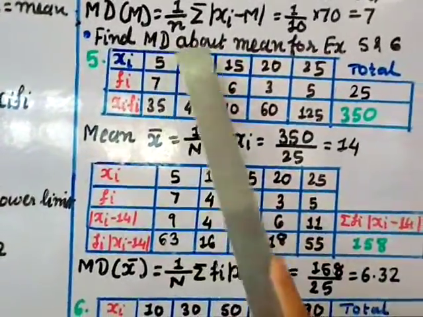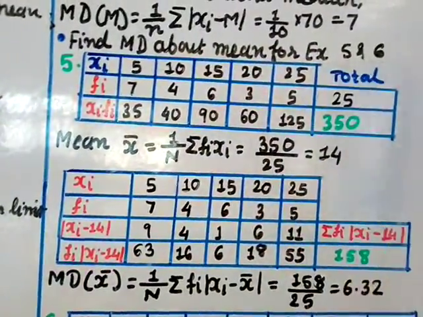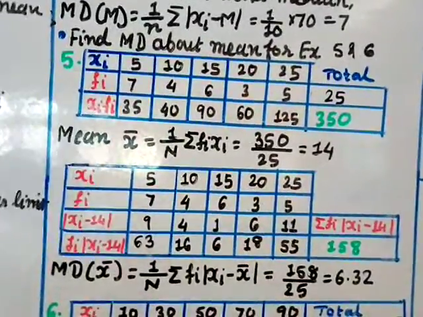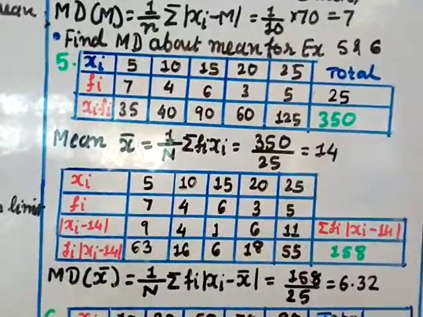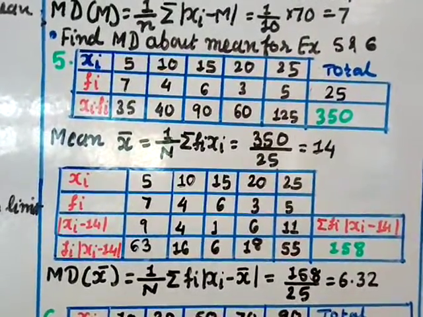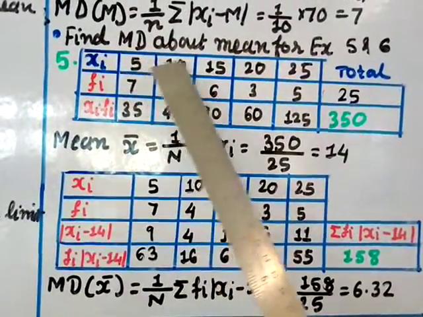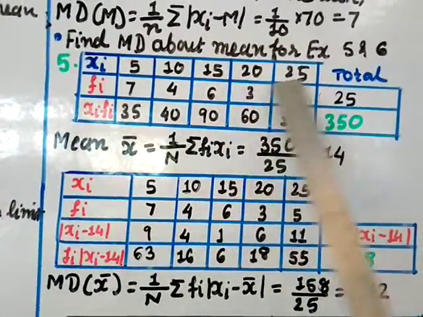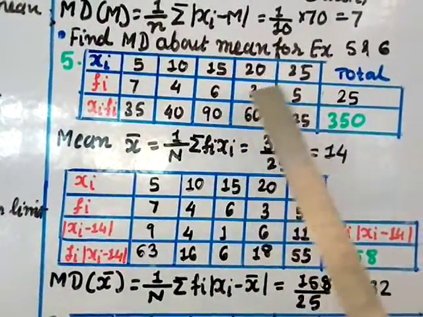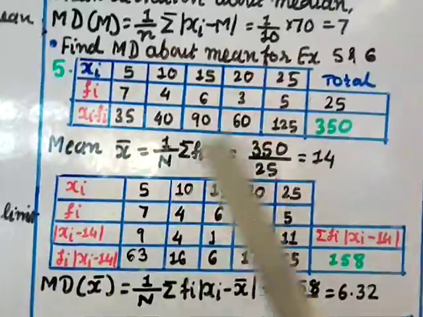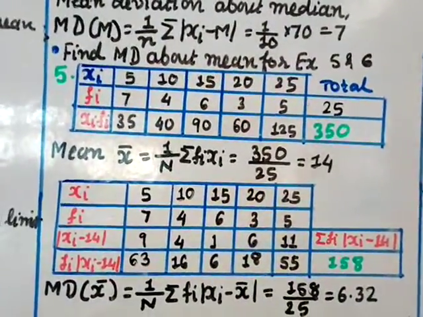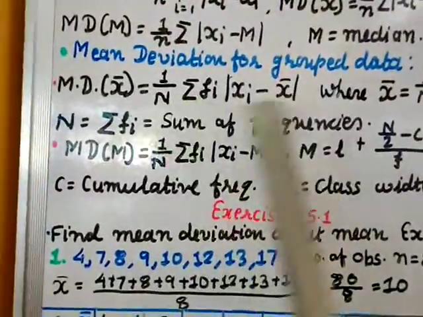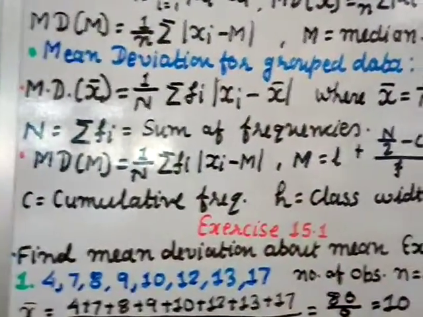Find the mean deviation about the mean for exercises 5 and 6. Question number 5. Here they have given us the frequency also and the data also. So the xi value is given and the fi value is given. Here the xi values are 5, 10, 15, 20, 25, and fi is 7, 4, 6, 3, 5. These two are given. And what they have asked us is the mean deviation about the mean. So first I have to find the mean, then using the formula I will find the mean deviation about the mean.